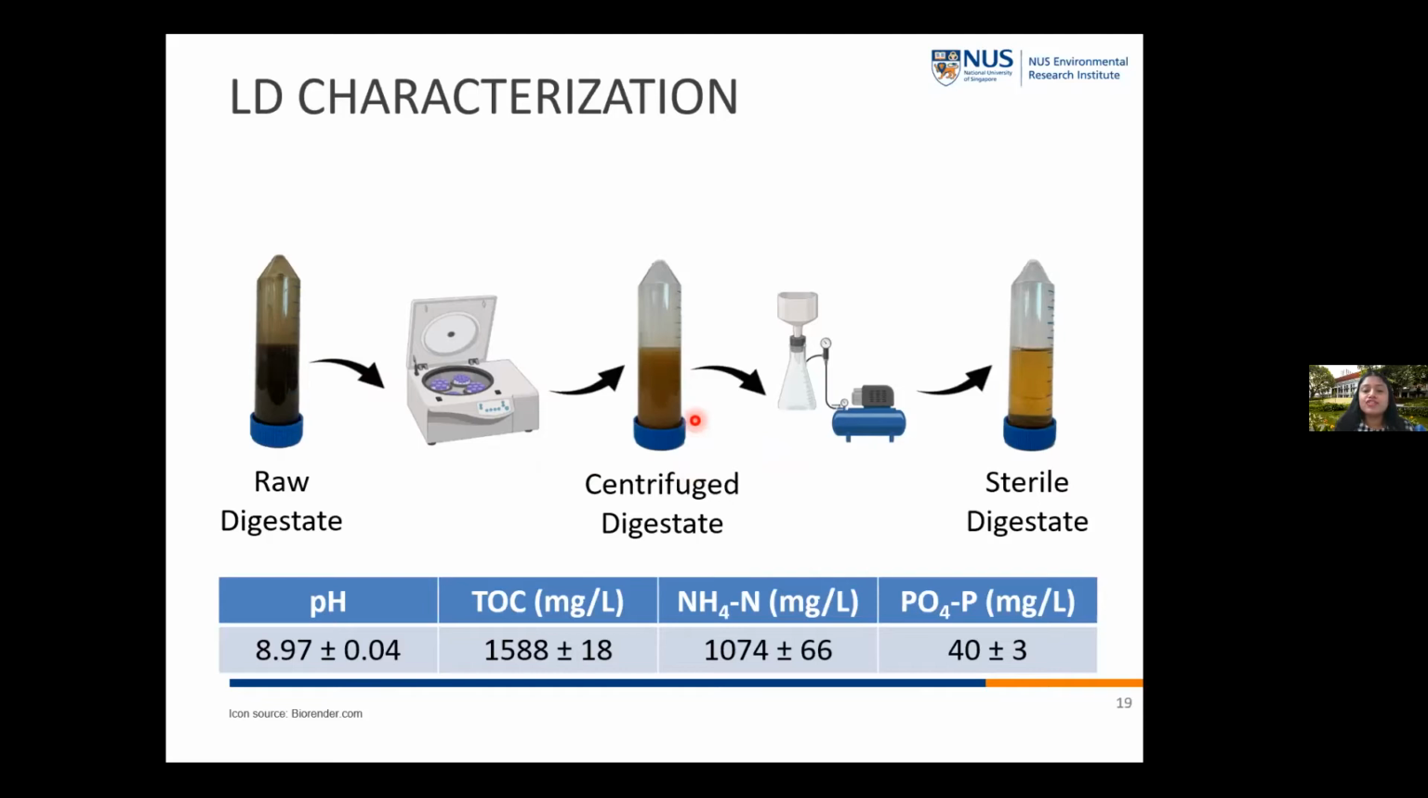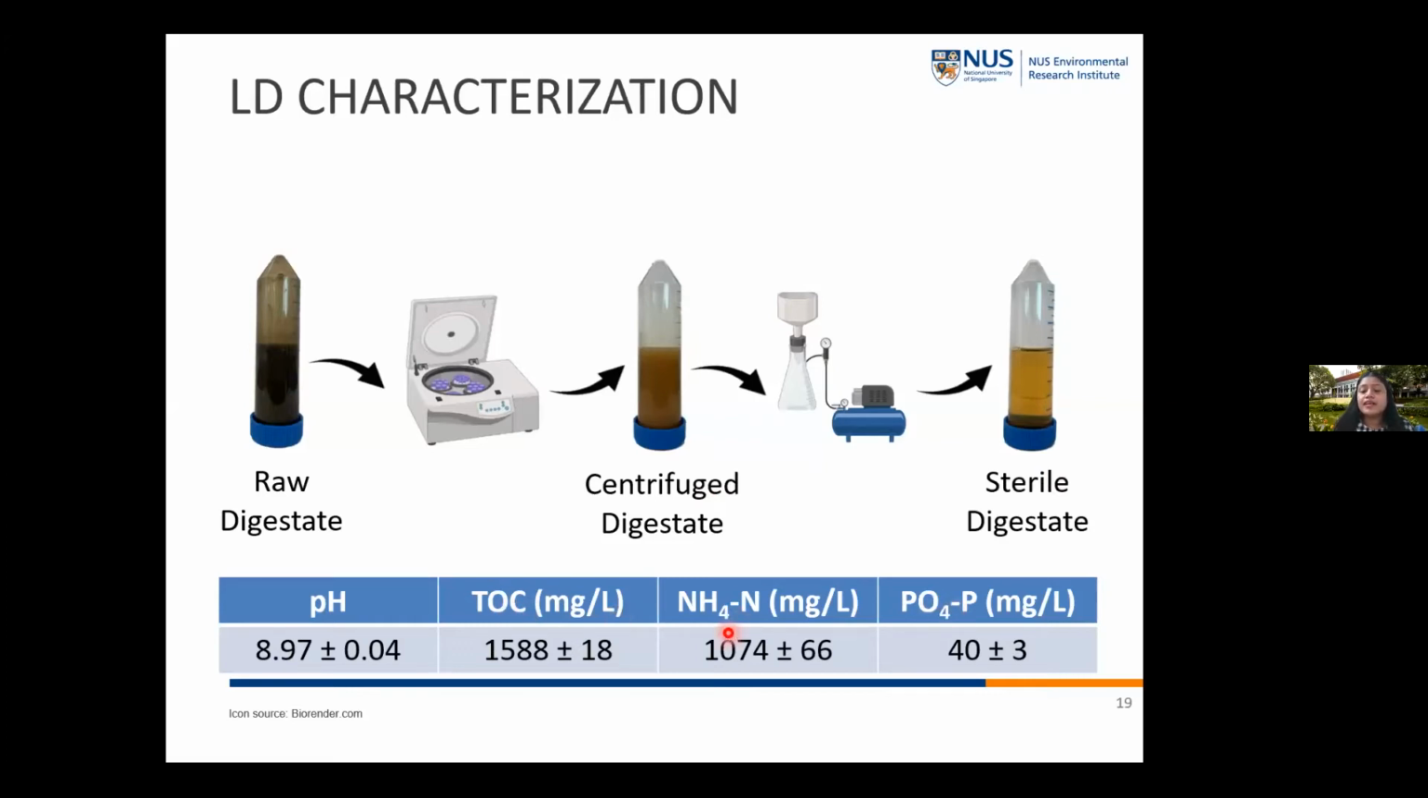So you can actually look at the creamy color here. So we did step filtration, so we used different sizes of filter, and finally we managed to get something that looks like this. We characterized this digestate, and its pH was around 9. It also contained a high amount of organic carbon, ammonium, and phosphate.